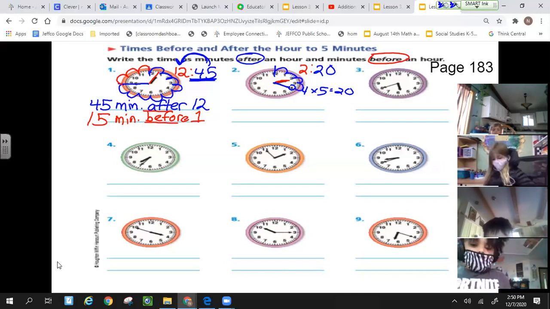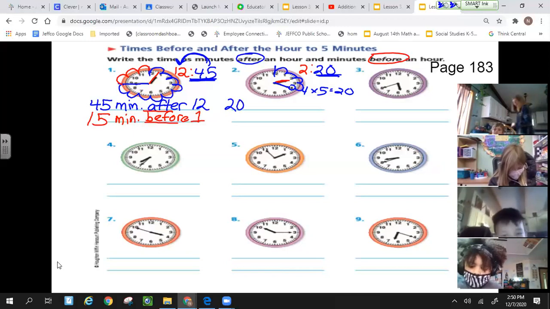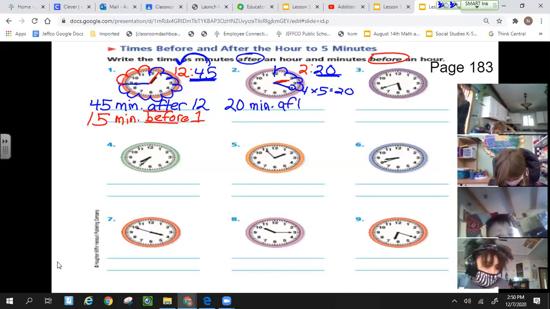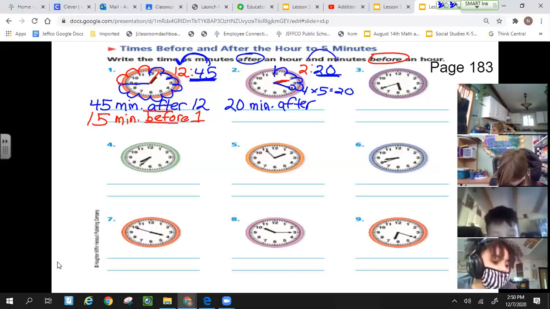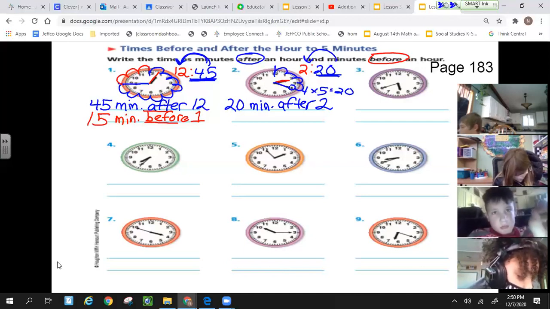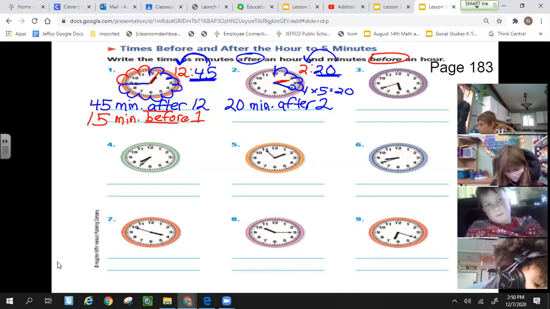Oh, look at that. I want to use the word after to tell the time. How many minutes? 20 minutes after, and I'm looking at my minutes and my hour, after 2. And I could say after 2 o'clock, 20 minutes after 2. But now I want to find how many minutes before the next hour it is.